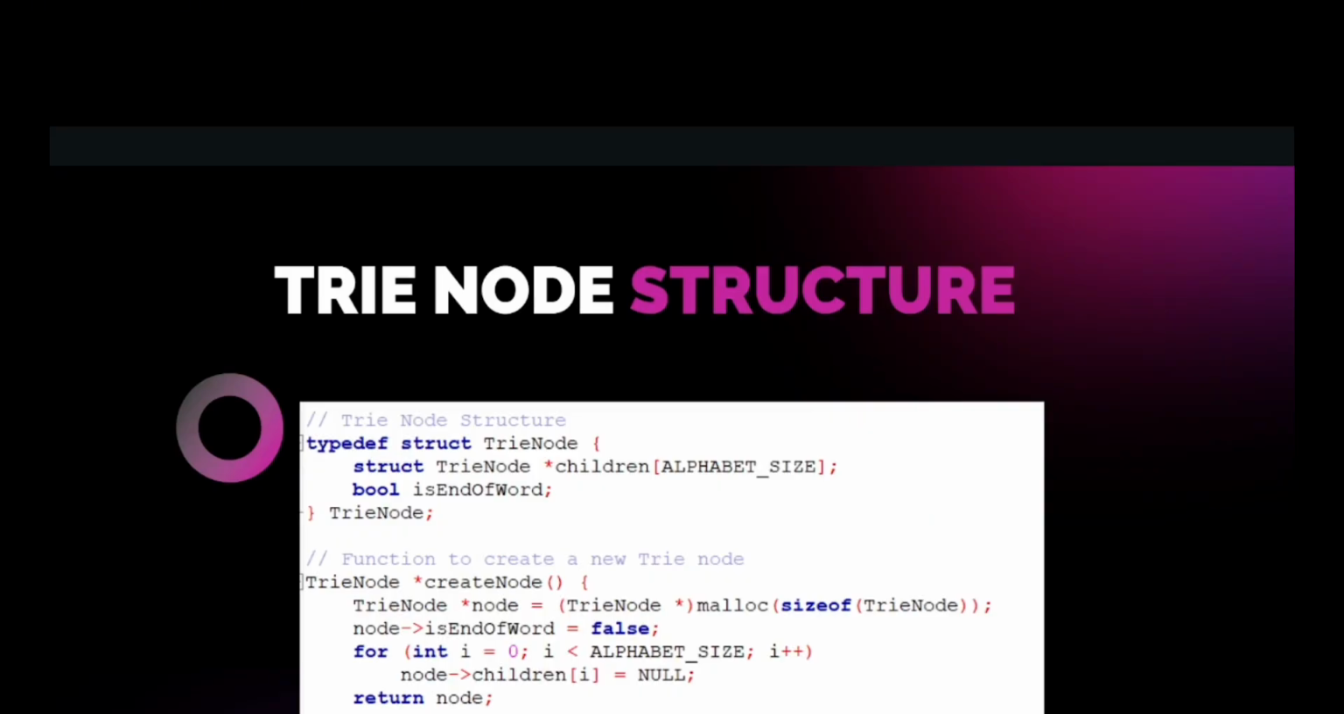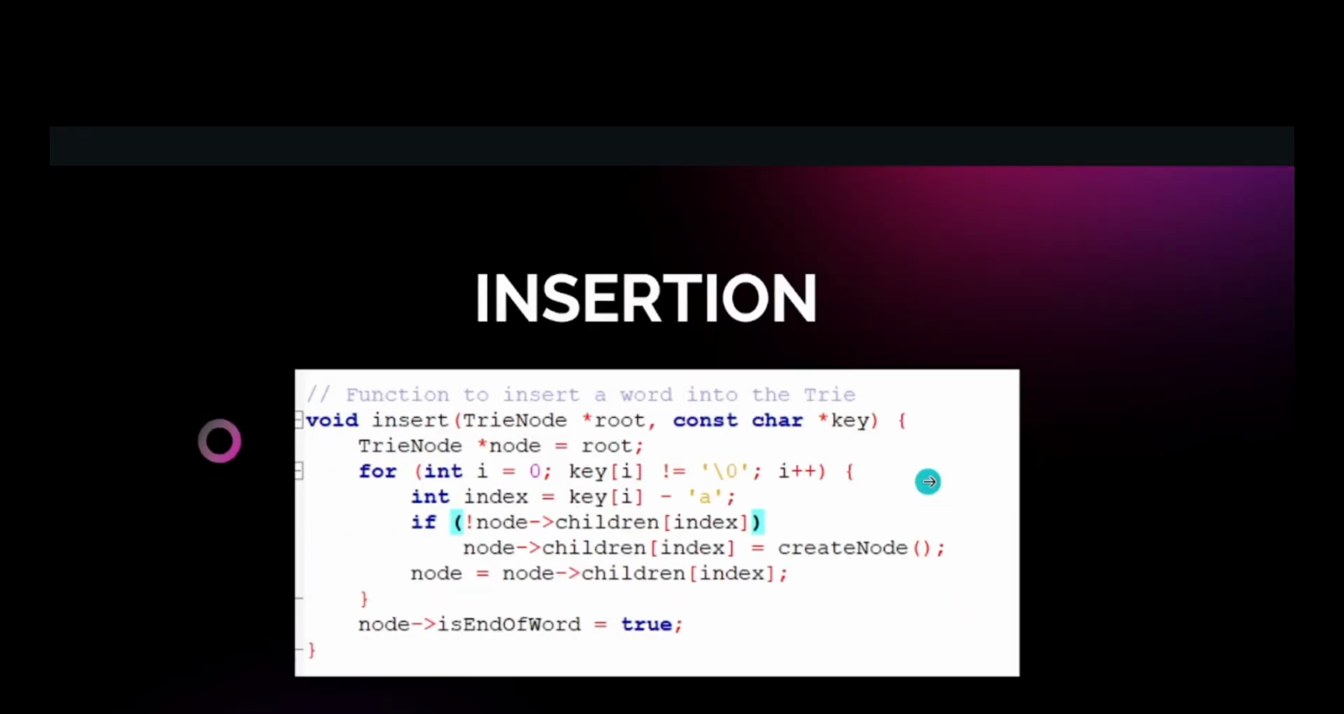It's like a flag. Now here we're going to create a node. First, we're going to dynamically allocate memory here, malloc. Now we need to initialize all children to null. That means no letters have been added yet. Okay, now we're going to move on to the insertion part of our code.